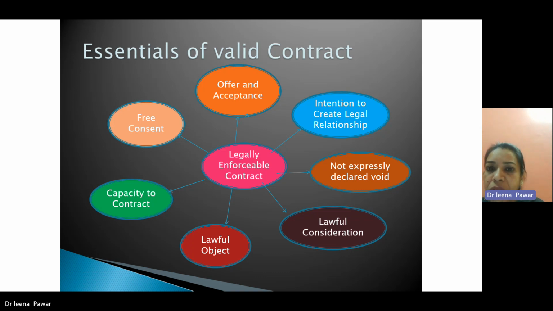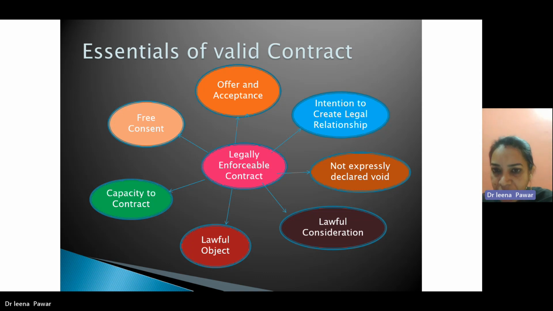You can't enter into a contract with the object of committing fraud against another person, because it is prohibited to cause injury to the person or property of another, which the court thinks is opposed to public policy. It is immoral. You can't enter into the contract because the purpose of entering into it is unlawful. The object should be lawful. Another condition is that there should be lawful consideration.